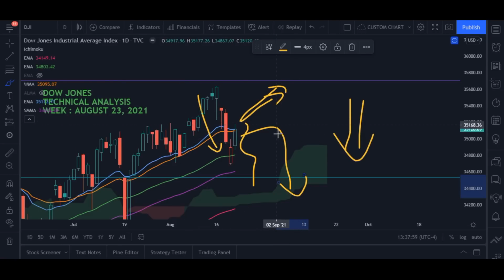Okay guys, so this was the technical analysis of the Dow Jones Industrial Average Index for the week commencing from August 23rd, 2021.